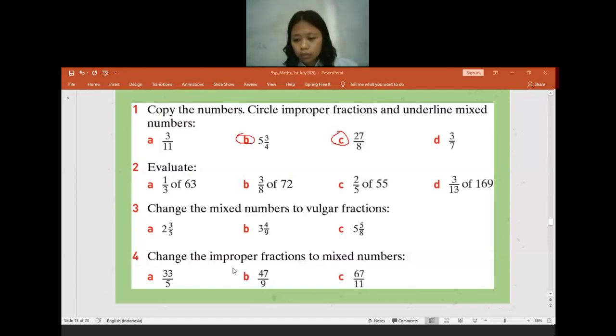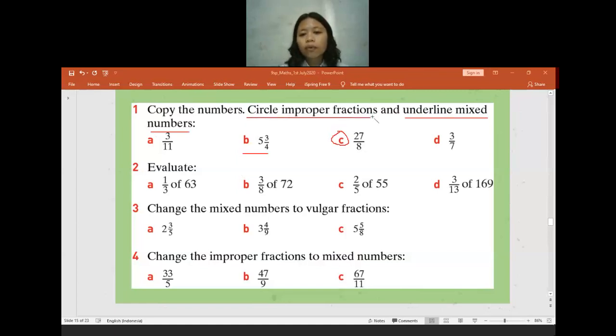Or did my internet drop? Hello, can you hear me? No, teacher. Okay. Read the question properly. It says underline the mixed number. So we shall not put a circle for the mixed number. We only have to underline it. For the improper fraction, we have to circle it.